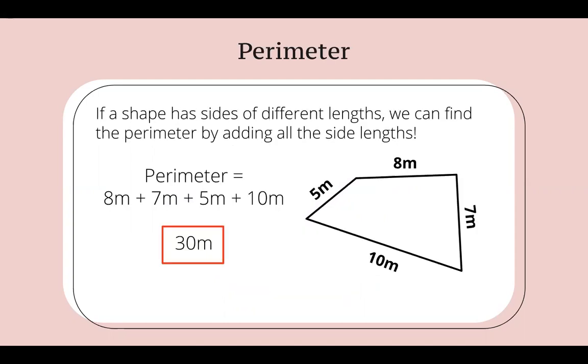We just saw how to calculate perimeter when your shape has sides of the same length, but how do we calculate perimeter when our sides are different lengths? All we have to do is add the side lengths together. This shape has four sides of lengths 5 meters, 8 meters, 7 meters, and 10 meters. When we add those together, we get 30 meters, and that's our perimeter.